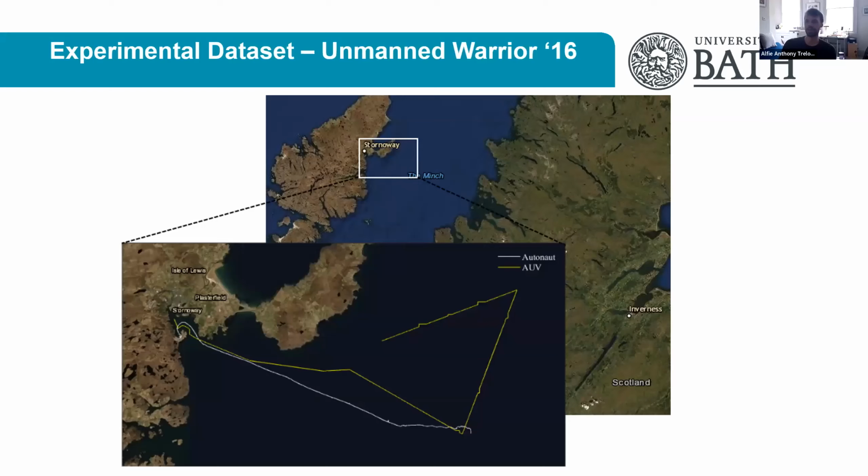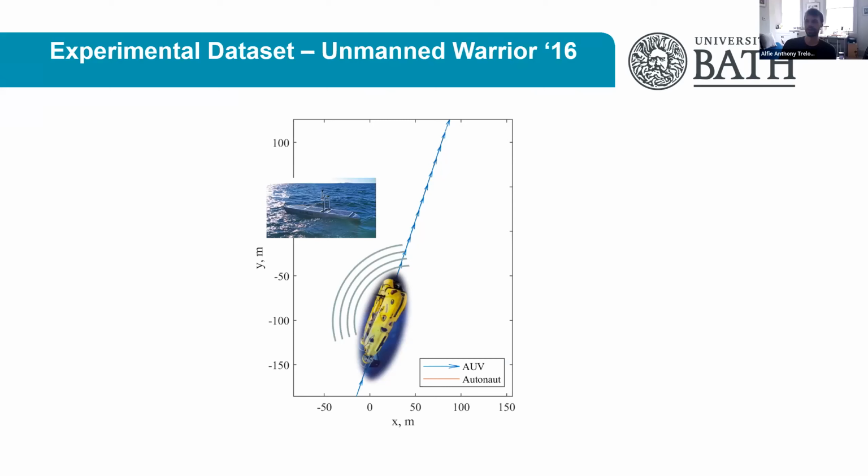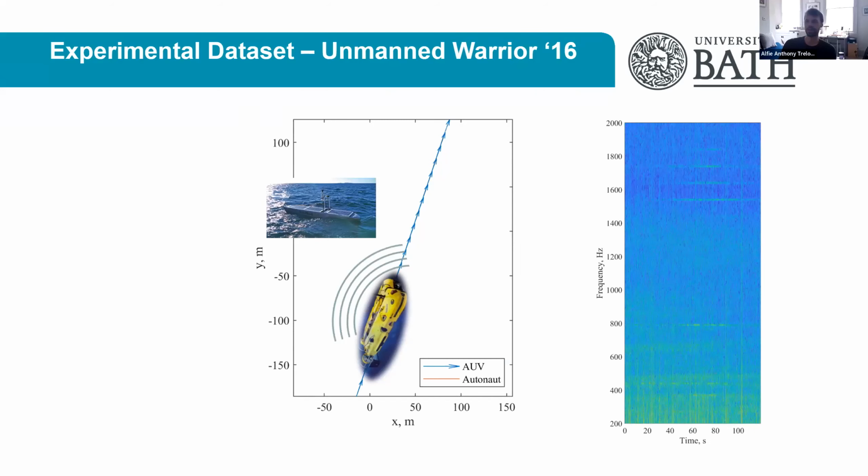And the GPS track for the section where this was detected was as shown here. So essentially the AUV did a drive-by of the Autonaut. And the acoustic data from one of the hydrophones on that acoustic array is shown here. So this is a spectrogram with frequency on the y-axis and time on the x-axis. And you can see the presence of a number of horizontal lines which correspond to the source signal being transmitted by the autonomous underwater vehicle.